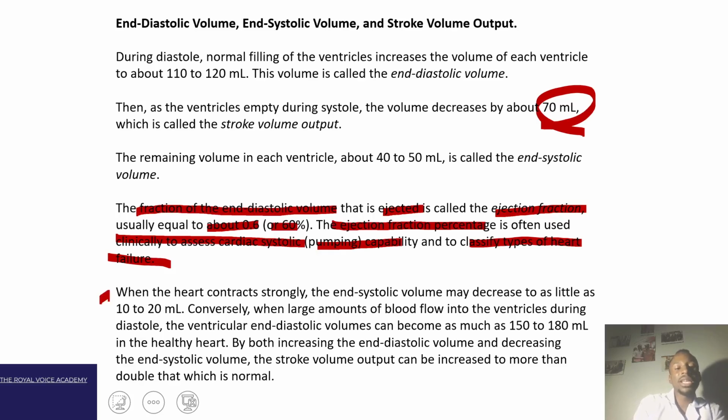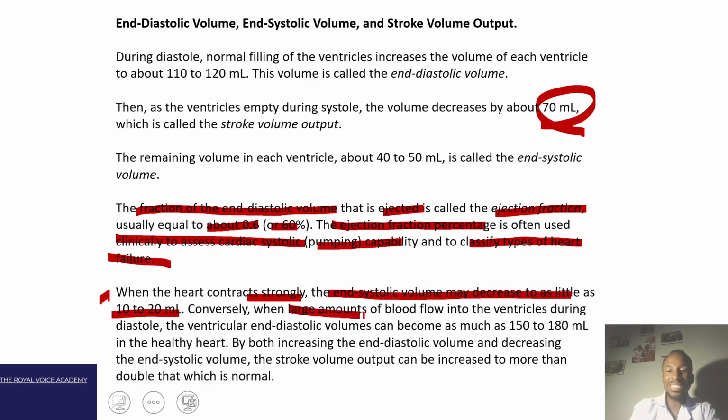Then this last part here: when the heart contracts strongly, the end systolic volume may decrease to as little as 10 to 20 mLs. Why is that so? Because if your heart is contracting strongly, it means it is forcing a lot of blood out at once. So the end systolic volume, the amount of blood that is supposed to remain in the heart, will reduce considerably from 40 to 50 to between 10 to 20 mLs.